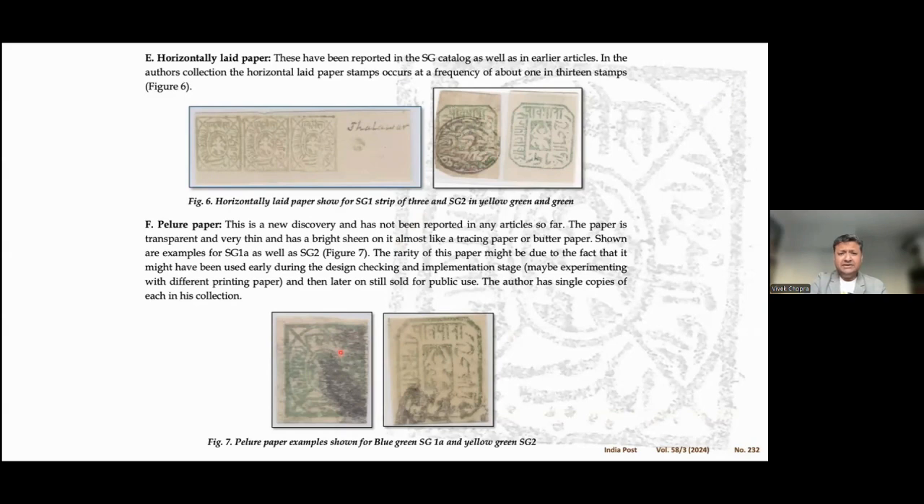For me, the most fascinating part is these Pelure paper stamps, which you see here for both the first issue as well as the second issue. I don't know if you have ever come across a stamp printed on a very thin, almost transparent paper, and this is the Pelure paper. It's fascinating to see that these were printed and even used at some point of time. I have basically one copy of each in my collection.